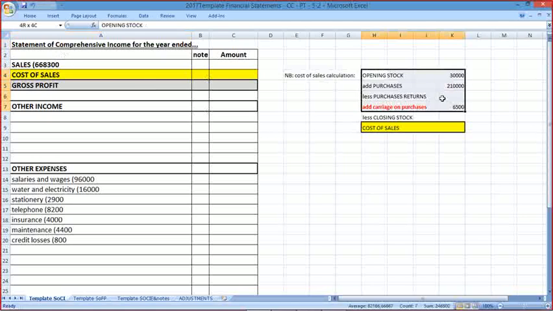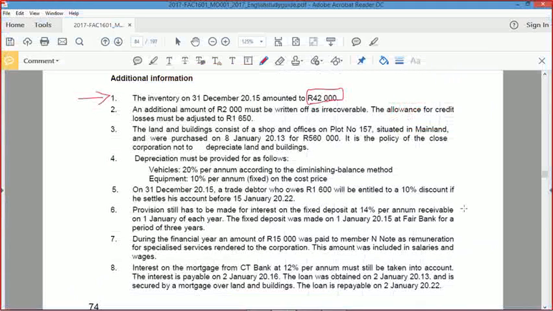We still need to look at the calculation. So we're going to include an amount here of 42,000 as part of the closing stock for the cost of sales calculation. Later on, I'll tally up and I'll put the final figure there. For now, I've captured it twice: once here for cost of sales and once in the statement of financial position. Excellent.